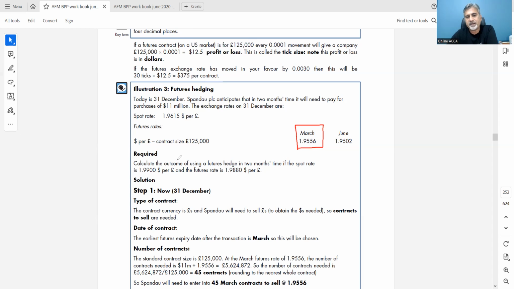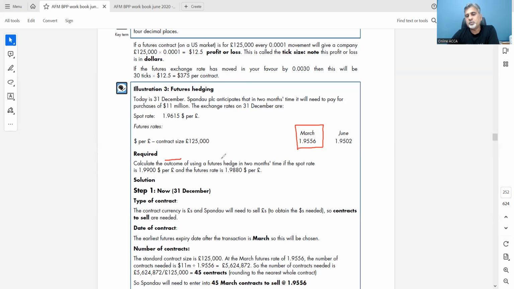It says calculate the outcome. Now, what does that mean, outcome? I will explain, because that is an interesting word, outcome. Outcome means taking everything into consideration. When they use the word outcome in an options question, you will have to add and subtract many things. So outcome is considering all things like premium paid, loss made, gain made, everything together.